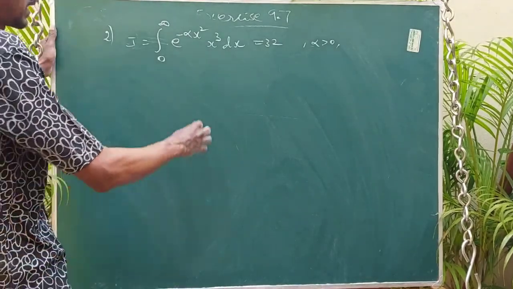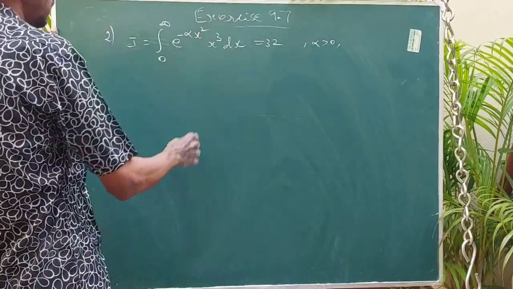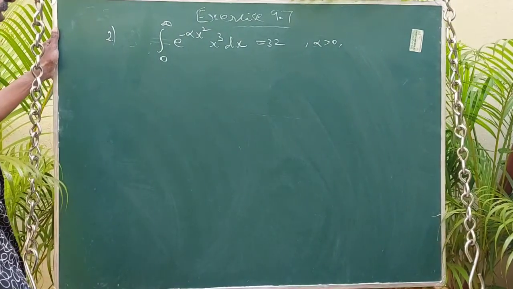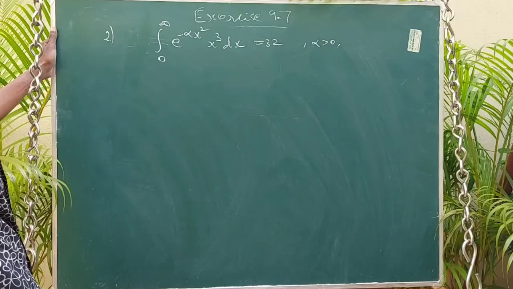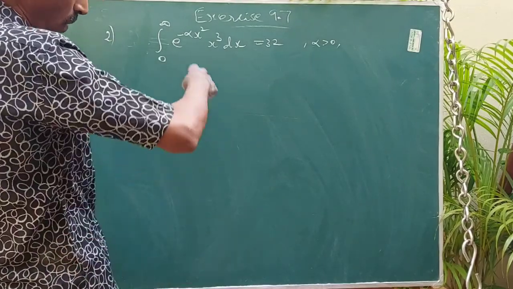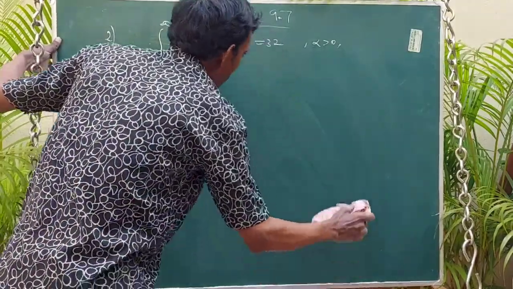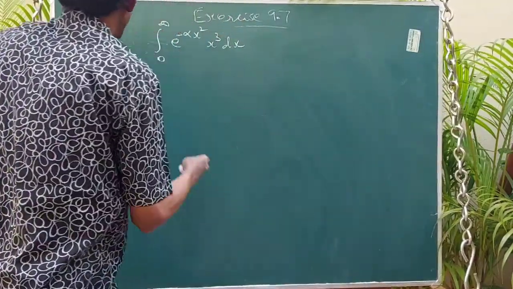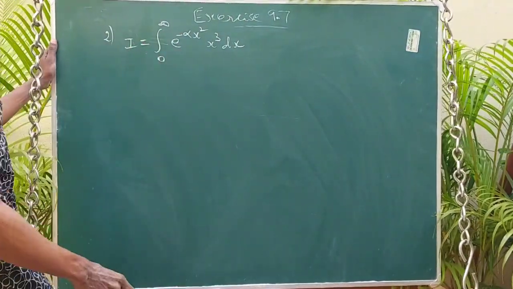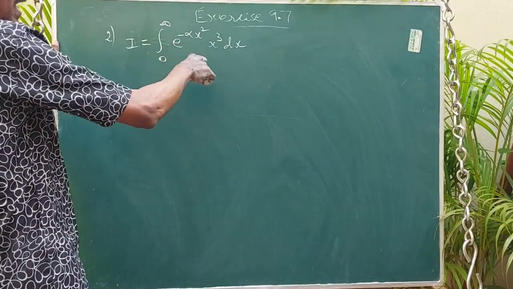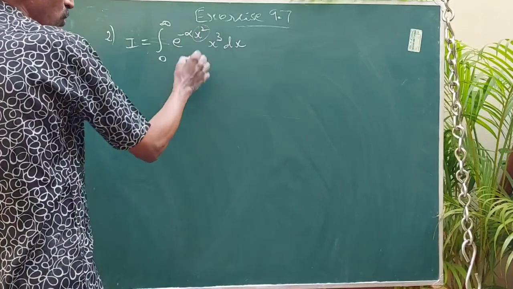Question number 2 in exercise 9.7. The question is: integral 0 to infinity e power minus alpha x square into x cube dx equal to 32, where alpha is positive, find alpha. So first take the given integral alone, take it as some I. If it is of the form x power n into e power minus ax, we can apply the formula directly, but here x square is present.